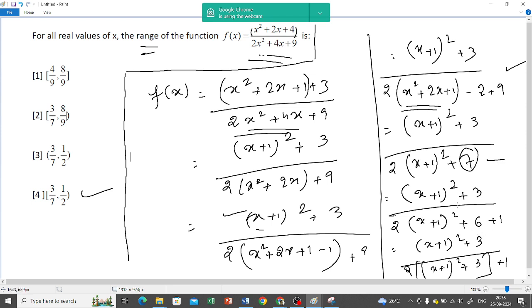Why did I do this? So as to bring a common term in both numerator and denominator. So now you see, in the numerator we have (x plus 1) whole square plus 3. In the denominator we have 2 within bracket (x plus 1) whole square plus 3, and then plus 1. Did you understand this part till here? Yes, sir. I have a common term in numerator and denominator, that is (x plus 1) whole square plus 3. So I am going to take this (x plus 1) whole square plus 3 as a.